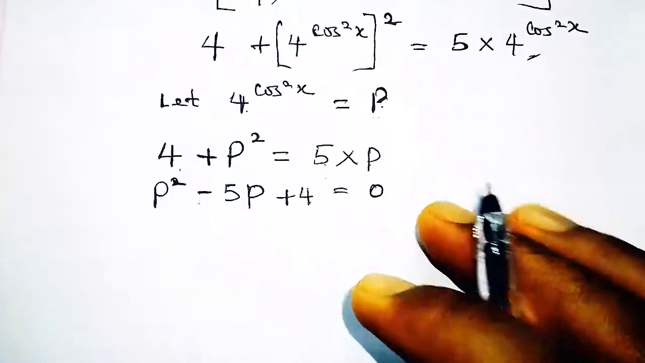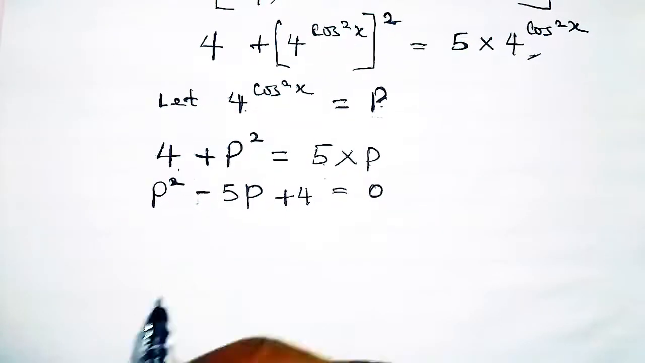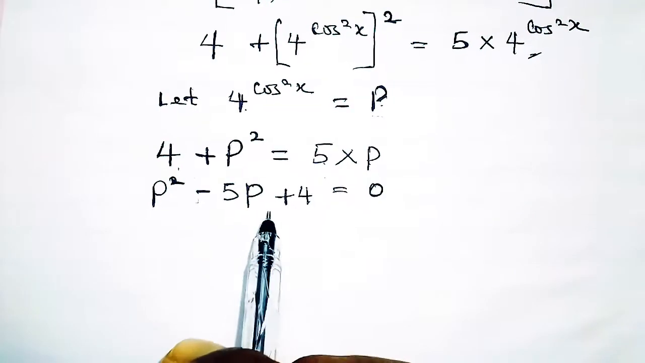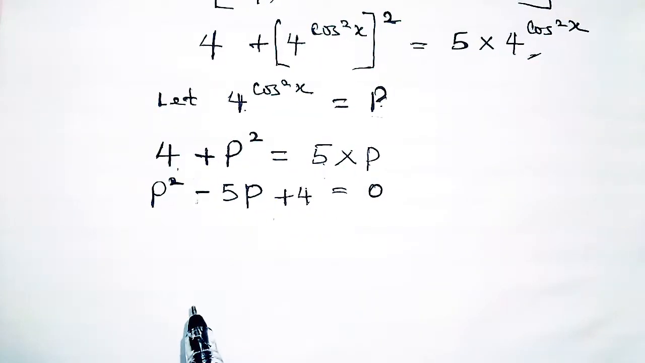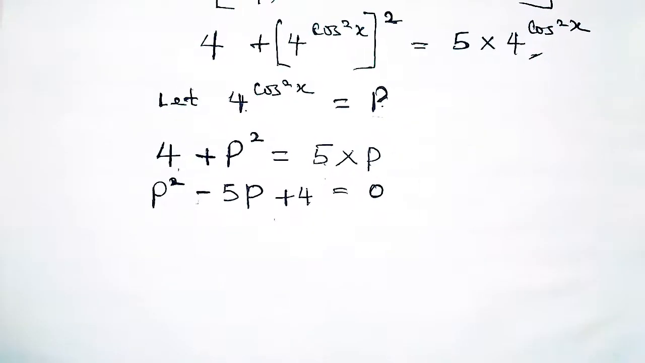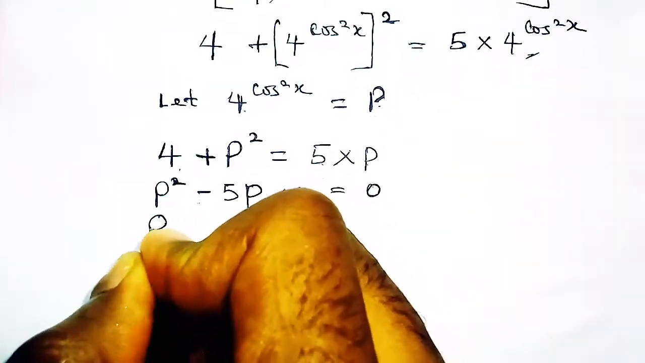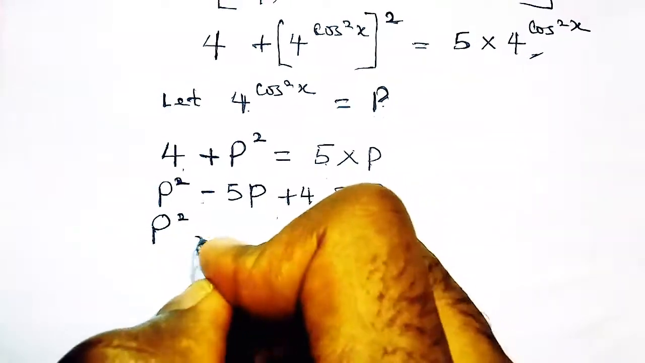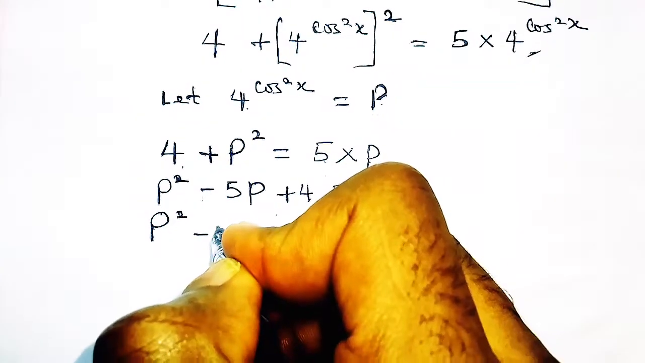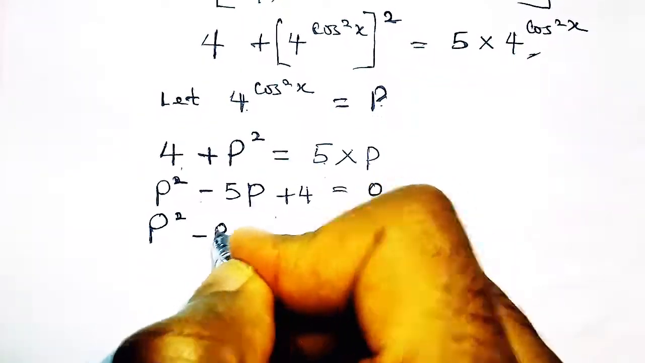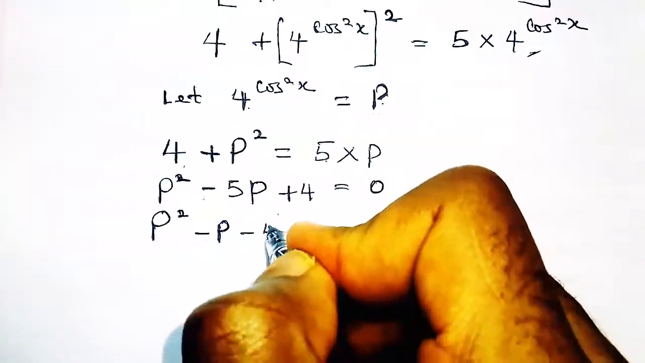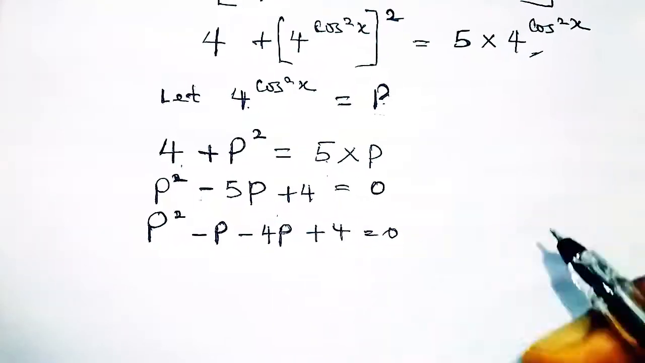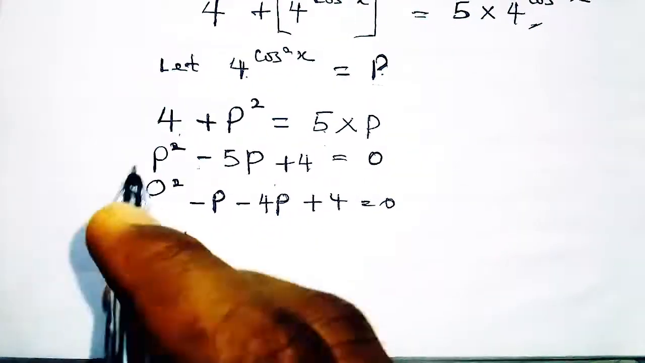So we're going to factorize this stuff. So factorizing this, what are the two factors that when we add them are going to give me minus 5p, and when we multiply them, are going to give me plus 4? I can only think of two factors, which are minus 1 and minus 4. So we'll be having minus 1 minus 4. We can just write this as minus p minus 4p, then plus 4 equals 0. So we're going to factorize this.